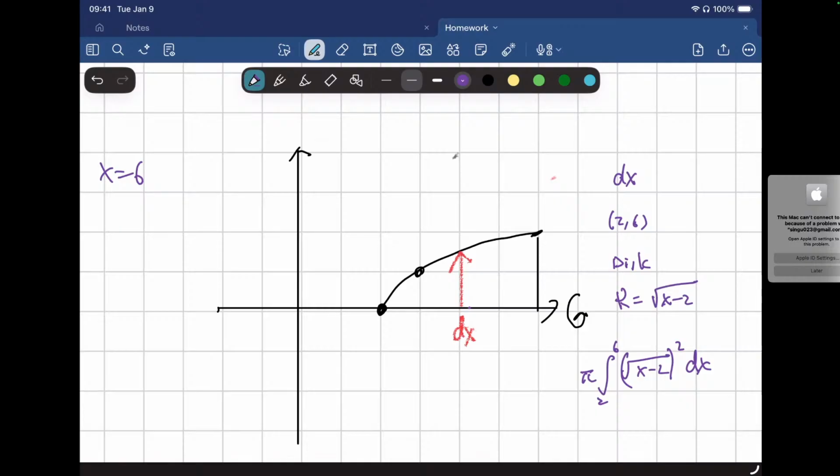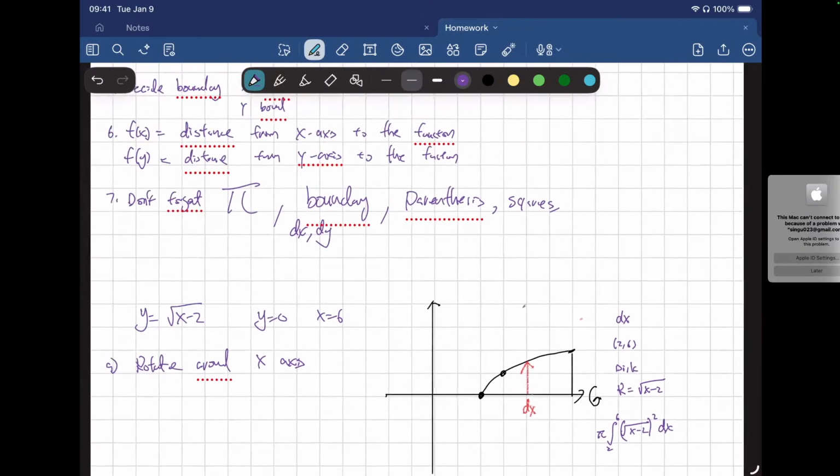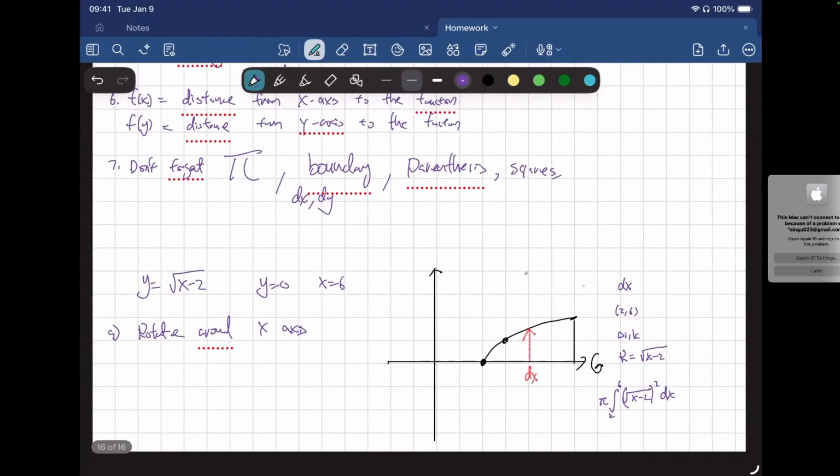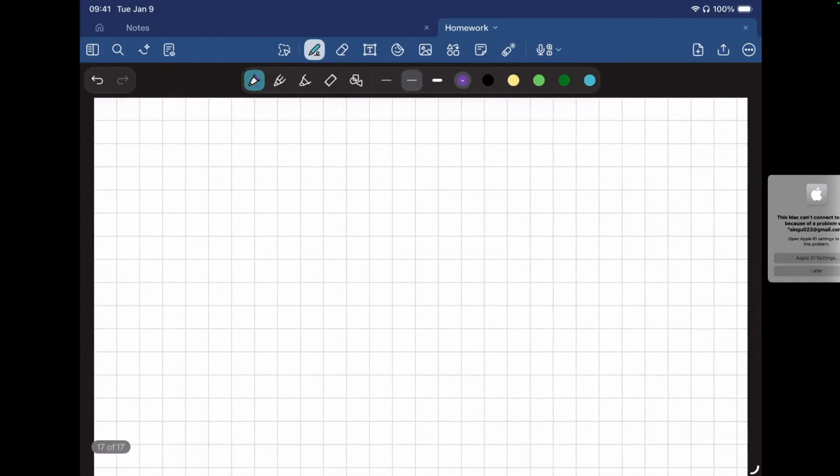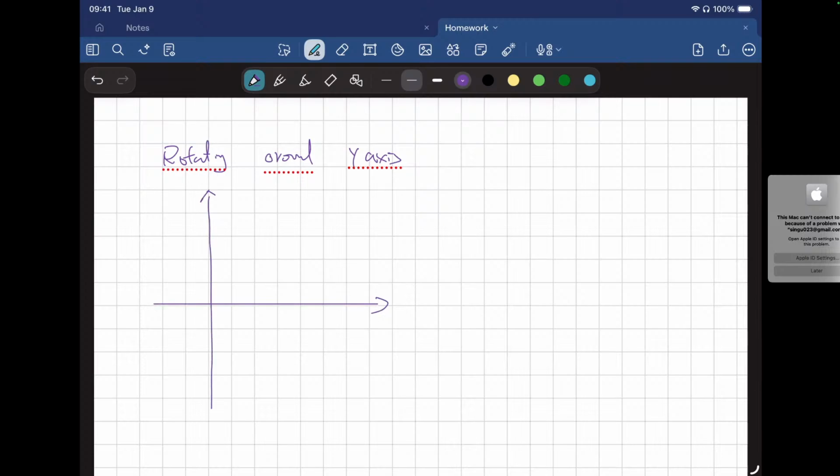Now this is easy. How about rotating around the y-axis? That's going to be from the same one. Yeah, same one, rotate around the y-axis. Same thing, rotating around the y-axis. See if you guys want to give it a shot.